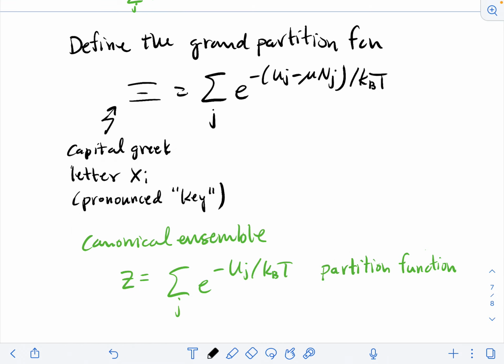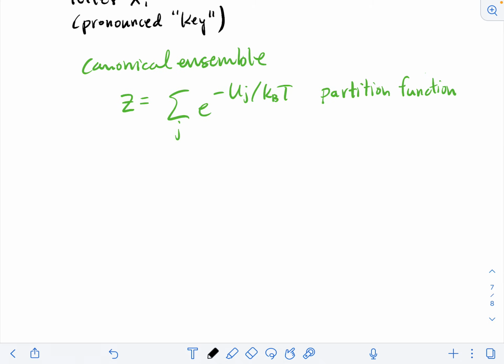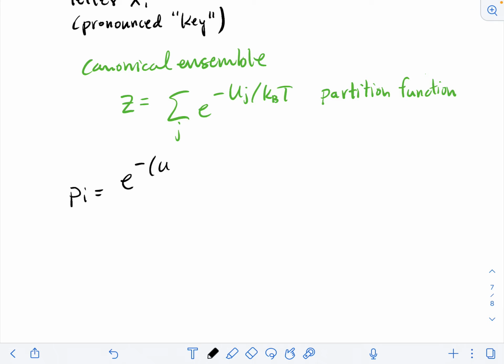Okay, so what we can do then is we can say that Pi for the grand partition function is e to the minus Ui minus mu Ni over kBT divided by the grand partition function.